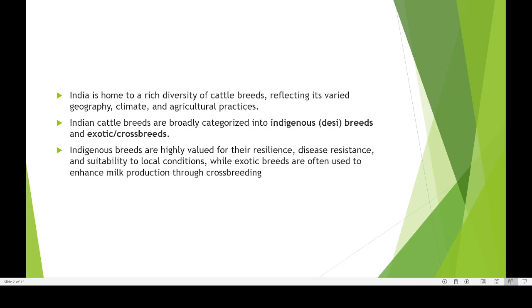Indigenous breeds are highly valued for their resilience, disease resistance and adaptability to local conditions. For example, when we are rearing native breeds of cow or buffalo, they won't be affected by diseases quickly. They are very much resistant against disease. But the introduced breeds are not native here, so they will face more disease. That is one problem with the exotic or foreign breeds.